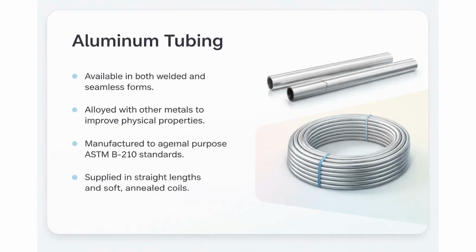Moving on to specific materials, aluminum tubing is highly versatile. Pure aluminum is rarely used on its own. Instead, it is alloyed with other metals to enhance its physical strength. It is available in both welded and seamless forms, and you will typically find it supplied as straight lengths or in soft annealed coils for easy routing.